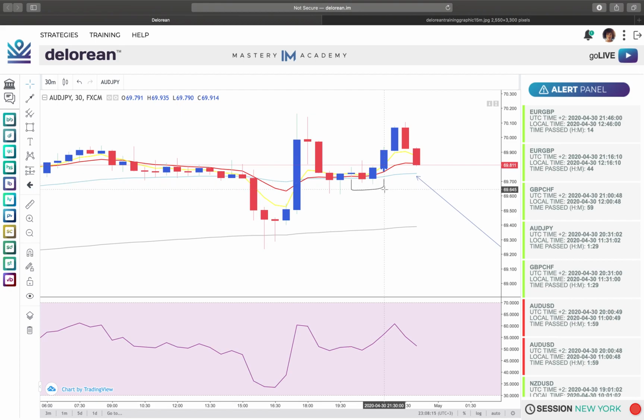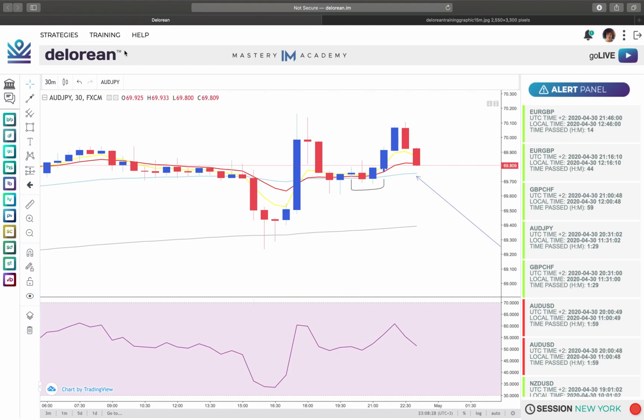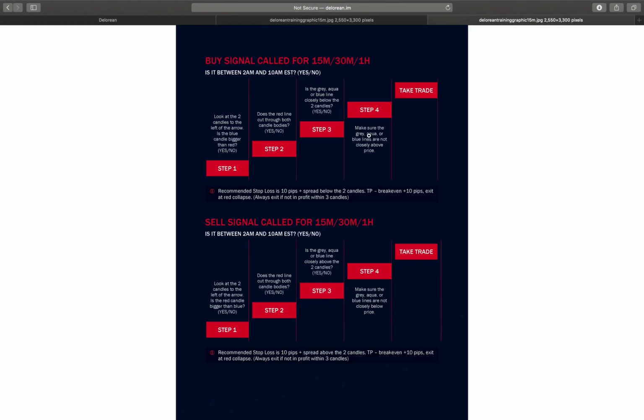Now let's start to elaborate all of this. So first things first, let's talk about type 1 versus type 2 trades. A type 1 trade is when you are looking at step number 4 and the question asks you, I'll read it verbatim to you, make sure the gray, aqua, or blue lines are not closely above price.